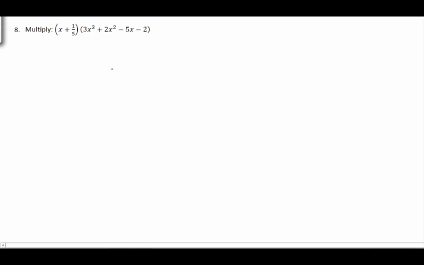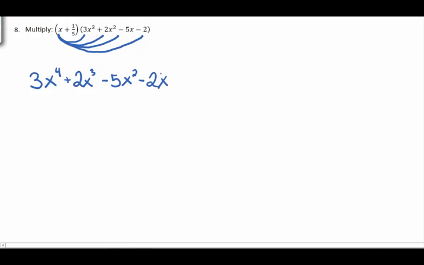Number 8 wants us to multiply two polynomials. We'll start with the first element in the first parenthesis and multiply everything in the second parenthesis. So x times 3x cubed is 3x to the 4th. x times 2x squared is 2x cubed. x times negative 5x is negative 5x squared. And x times negative 2 is negative 2x.